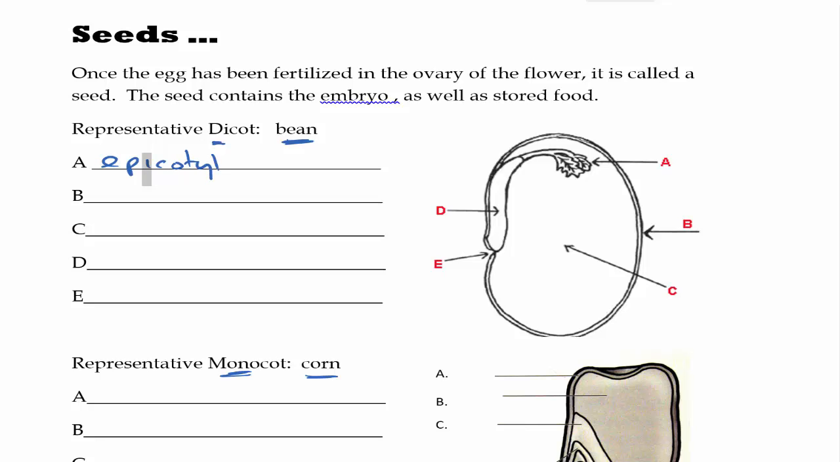Structure A here is what we will call the epicotyl. Epicotyl. And those will develop into the plant's stems and leaves.